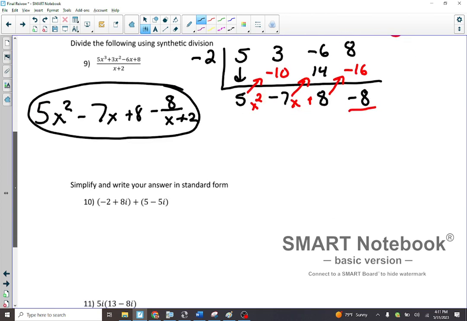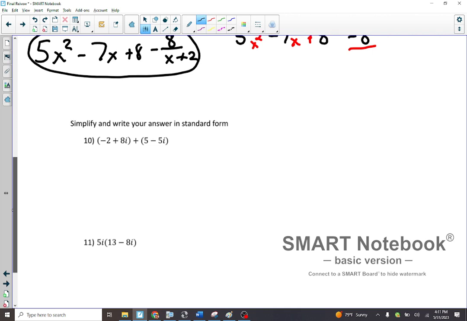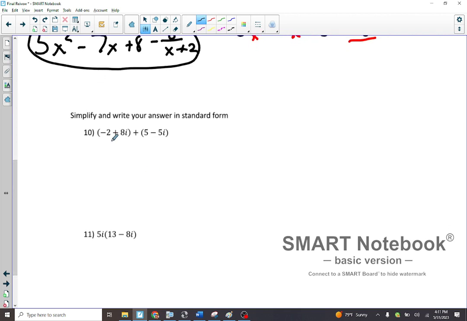Okay, next one, simplify some i terms, or imaginary complex numbers. Remember, you're just combining like terms. So it's negative 3 plus 3i. In your multiple choice, it will always be the regular number or the real number first and the imaginary number second.